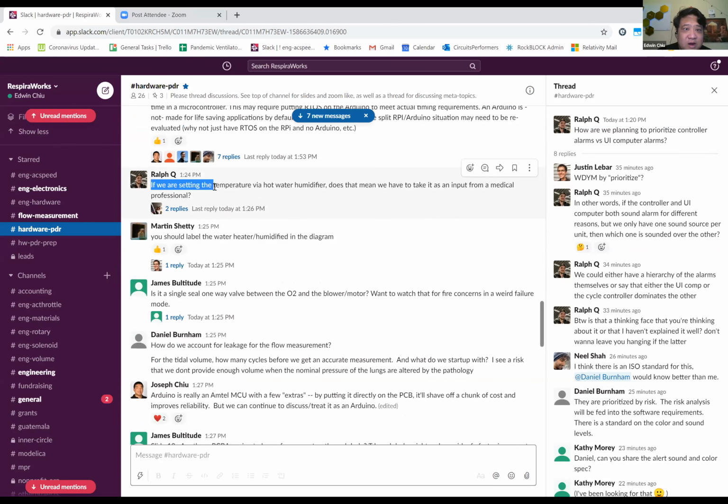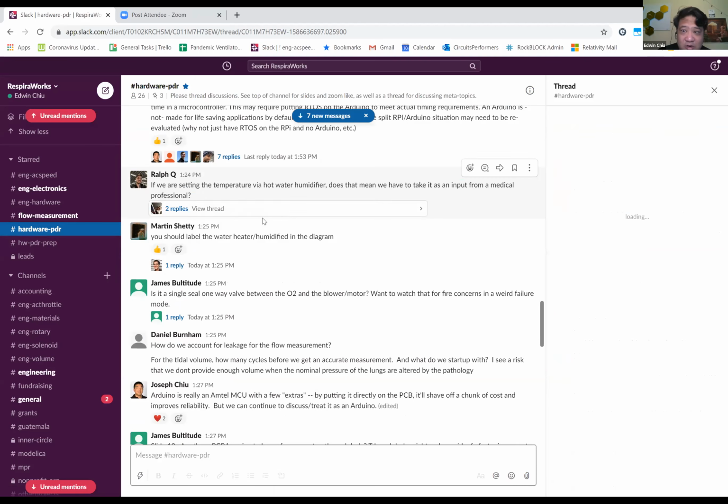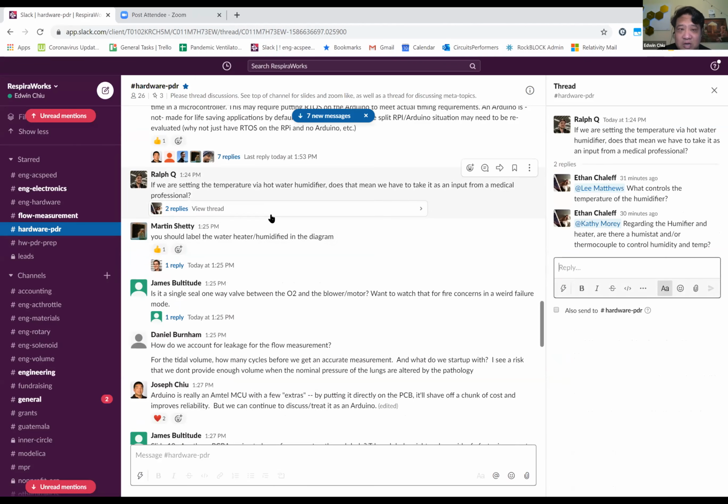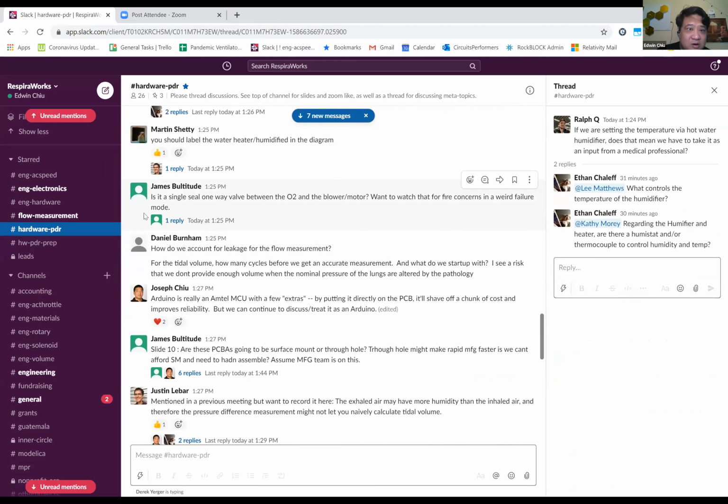Ralph says, if we are setting the temperature via a hot water humidifier, does that mean we have to take it as an input from the medical professional? I'm not sure about that, and so that's something that we should look at, but we do need to have some feedback on that so that if it runs dry, it doesn't overheat. Yeah, label the water heater, humidifier. Yeah, we'll do that. Thanks, Martin.